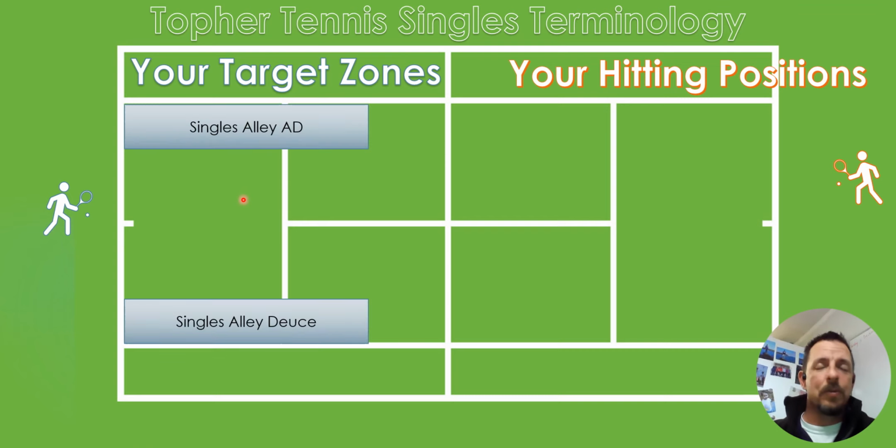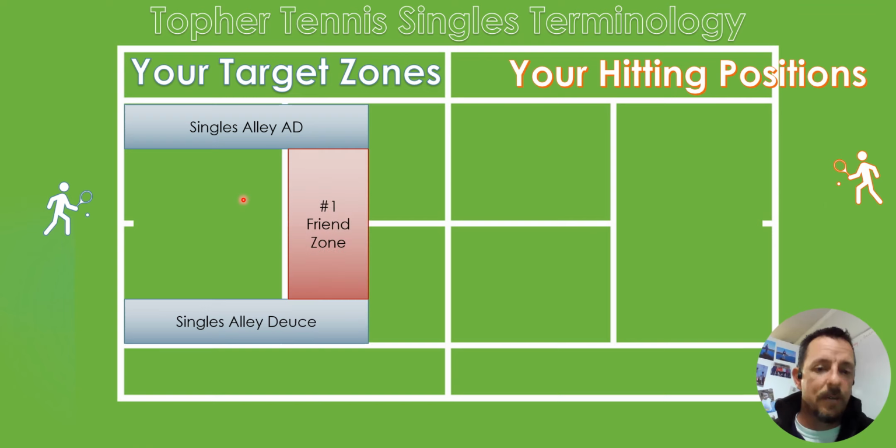So I made this real quick out of PowerPoint just to help you visualize it in advance. We want to talk about first creating an imaginary singles alley, the same width as the doubles alley, but moving it inside the court so that we can create a safe space hitting zone. First, in between those singles alleys, our first zone is called the friend zone.